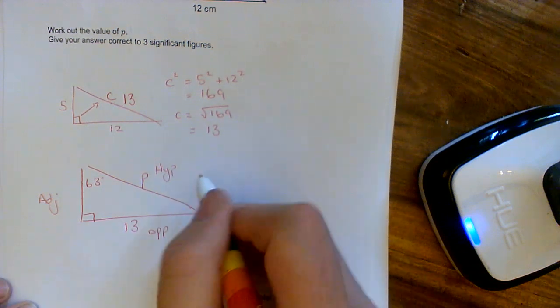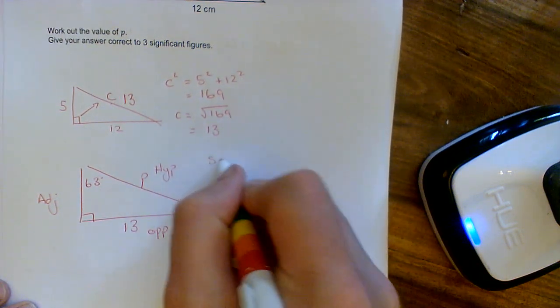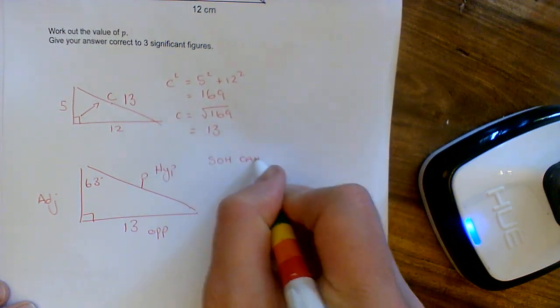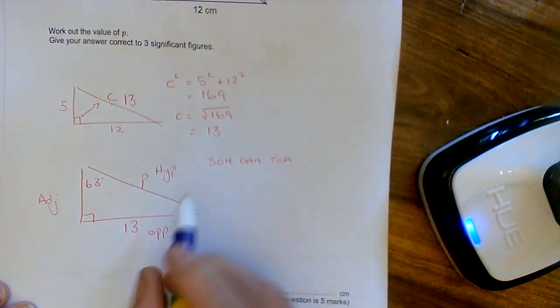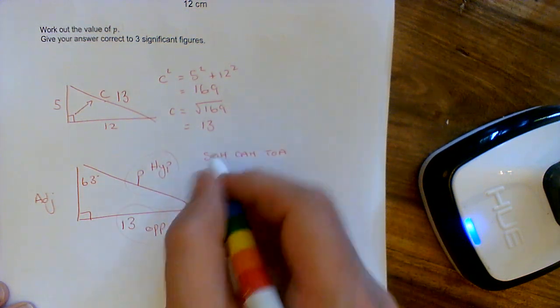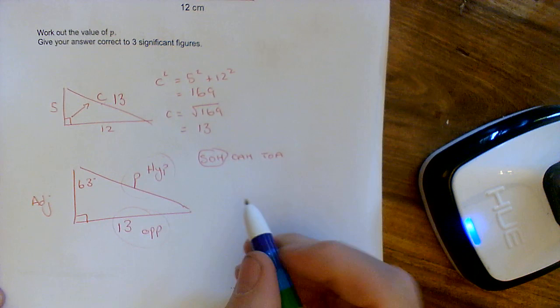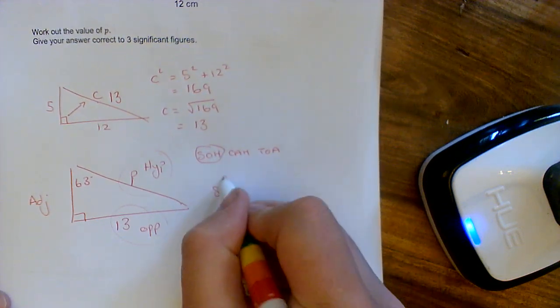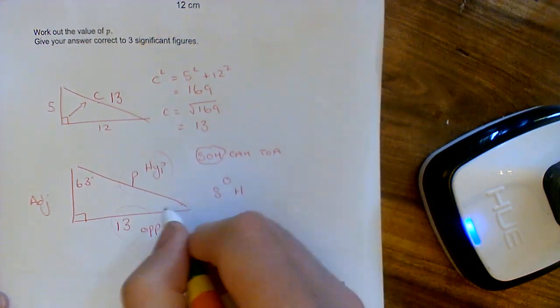So out of the SOHCAHTOA things, we're looking for SOH, CAH and TOA. We're looking for one with the hypotenuse in because we need to find P, and one with the opposite in because we know that one. So it's got to have H and O in it, so it's going to be SOH. My SOH triangle, just pick up the middle thing, then fill it in.